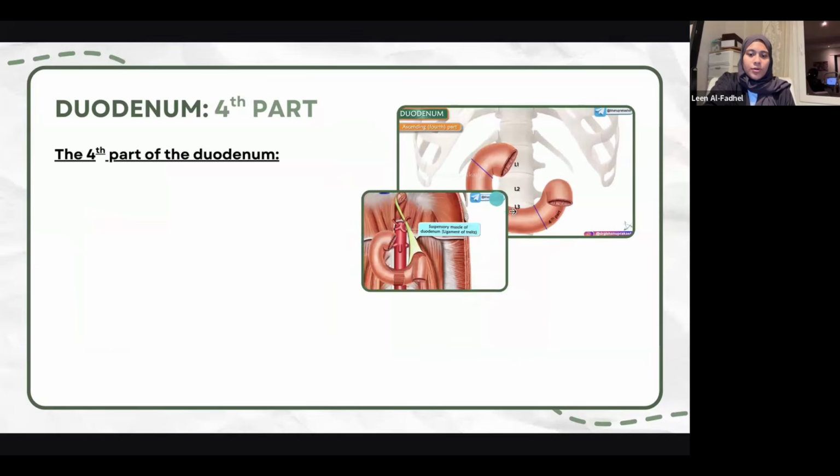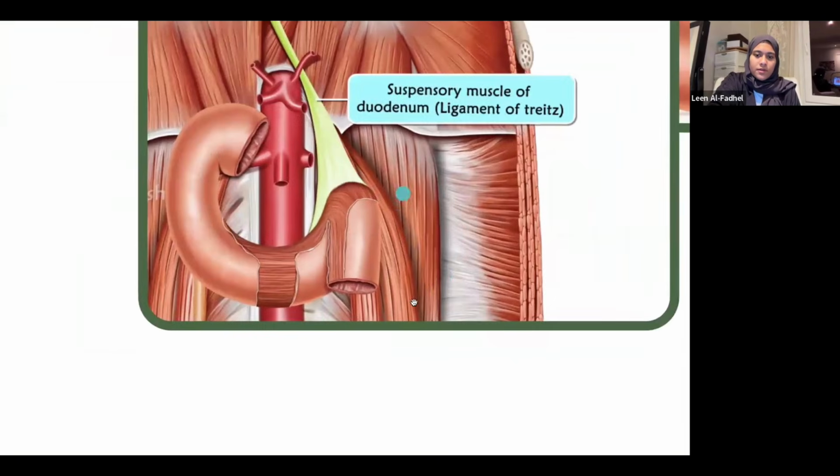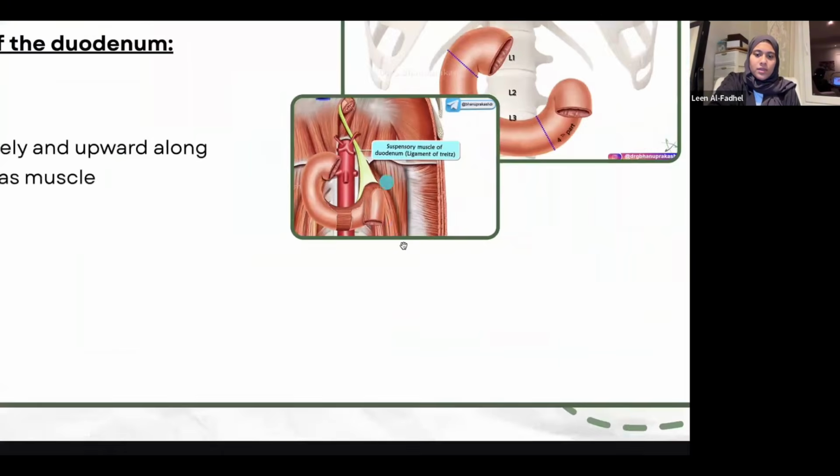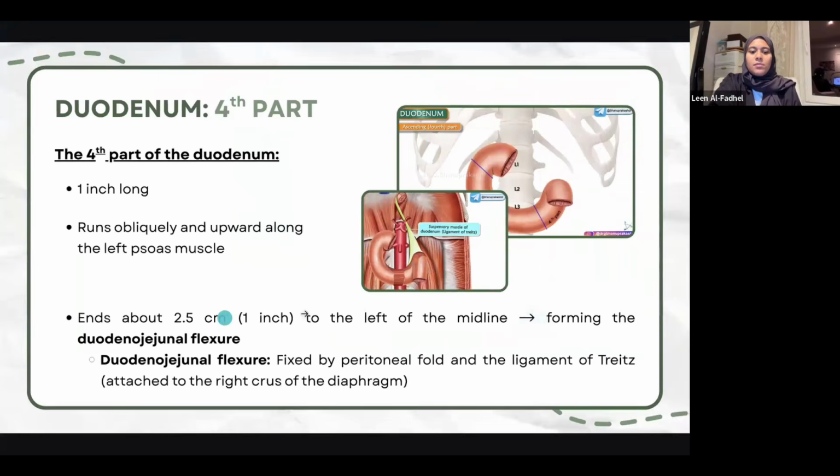Fourth part is our last part. It's 1 inch long, so it's the shortest part of the duodenum, and it runs obliquely and upwards along the left psoas muscle. So this is the left psoas. It runs along it up obliquely, so in a diagonal way. And it ends about 1 inch to the left of the midline, forming the duodenojejunal flexure.